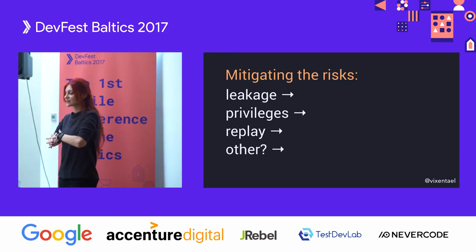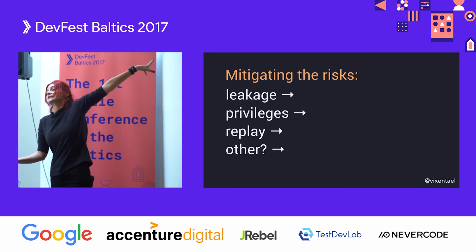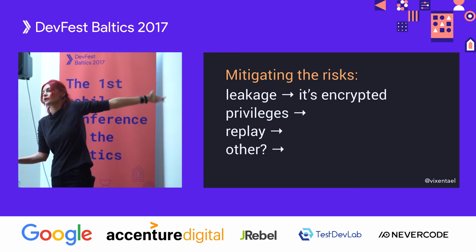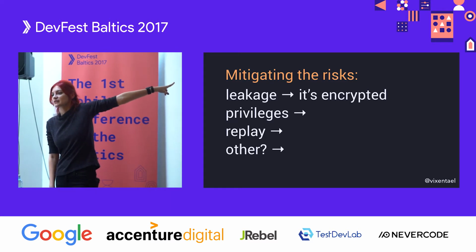How does this help Mr. Cat to handle the risks he's suffering from? Data leakage. As we said before, data is encrypted. Privilege escalation. Do you know what privilege escalation is?